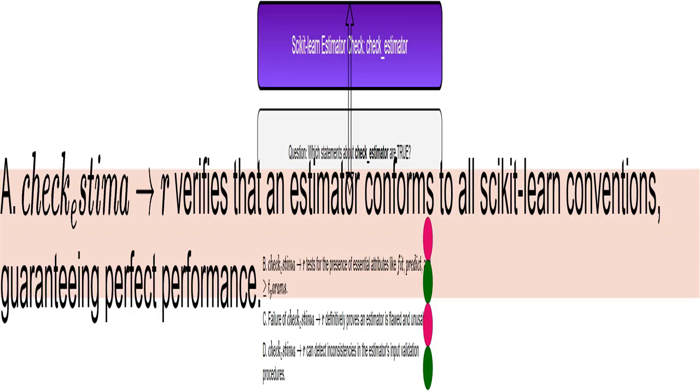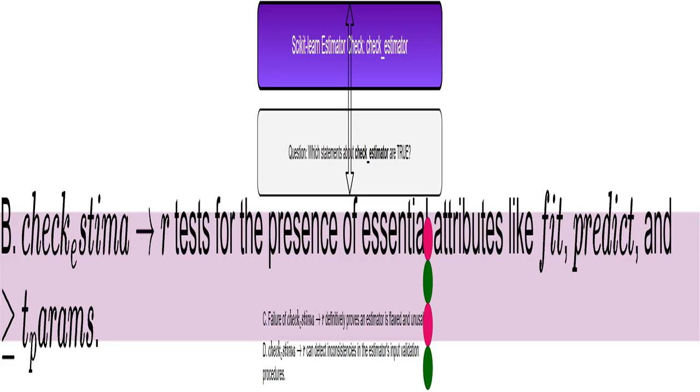CHECKESTIMATOR checks if an estimator follows scikit-learn rules, but it doesn't promise perfect results. A model can follow all the rules but still be a bad predictor. Think of it like grammar. A grammatically correct sentence might still be nonsensical. This is true.